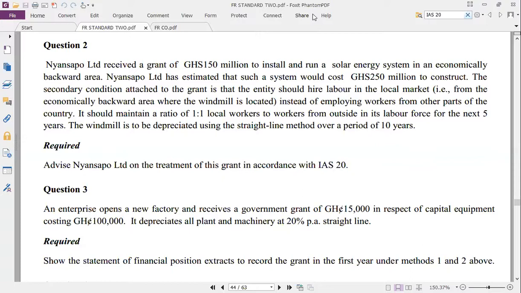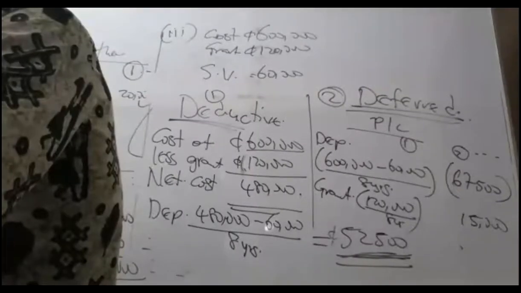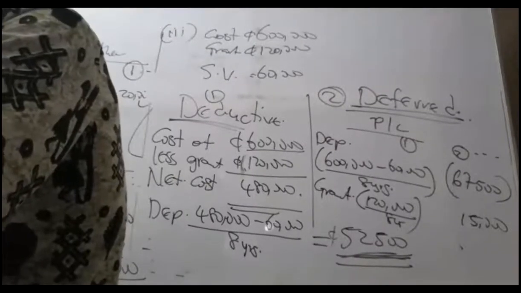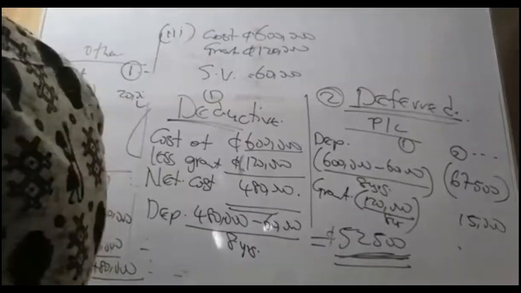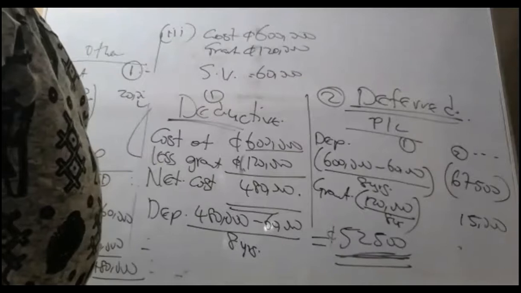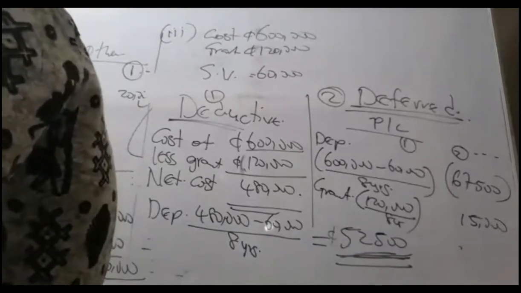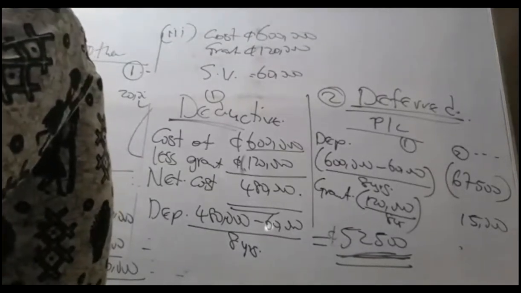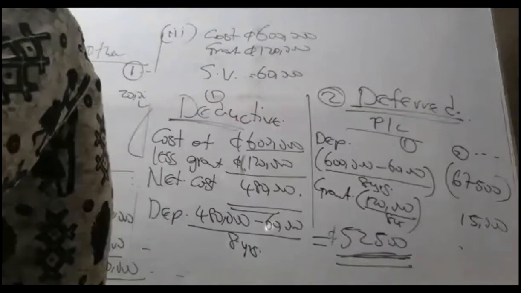Okay. So that is great. So this is the end of the IAS 20 government grant, the first section of the question solving. Now we'll be quickly looking at IAS 23, that's the borrowing costs. Good.